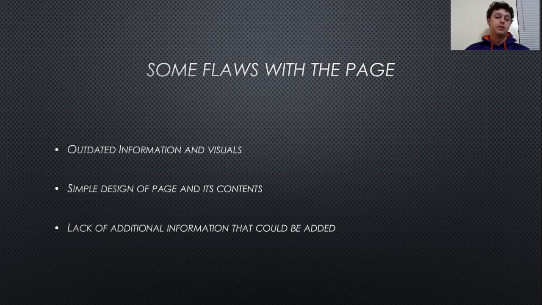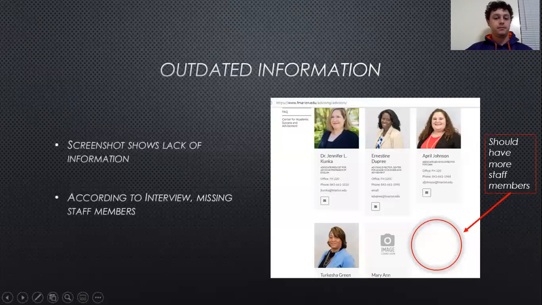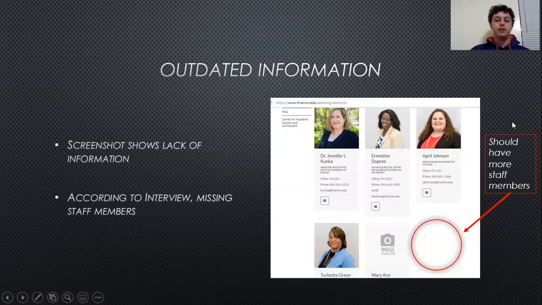Also, there's a lack of information in certain scenarios. For example, in some of the branches, there's actually no link. Like, only some of the branches of CASA on that main page actually have links.